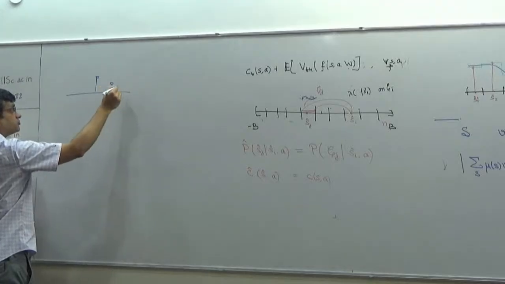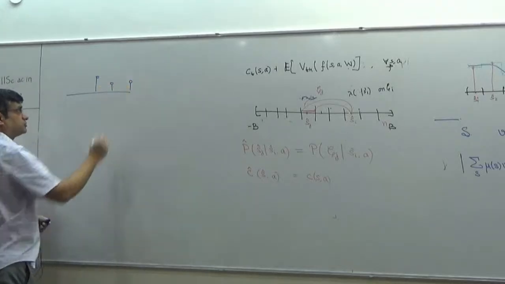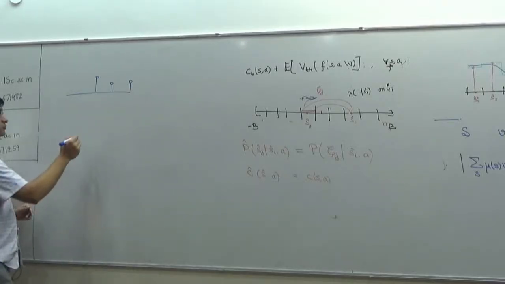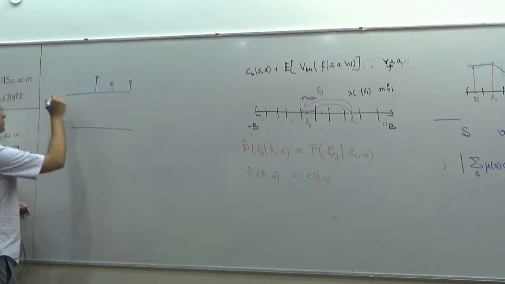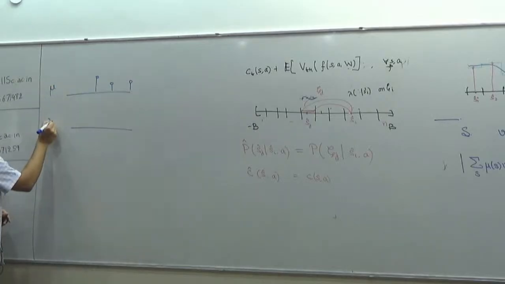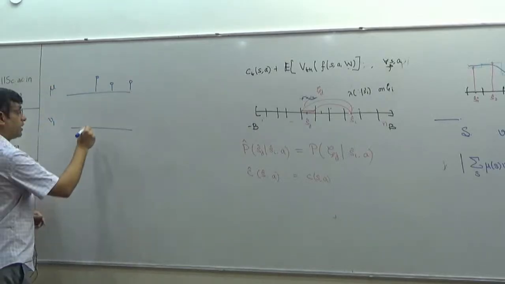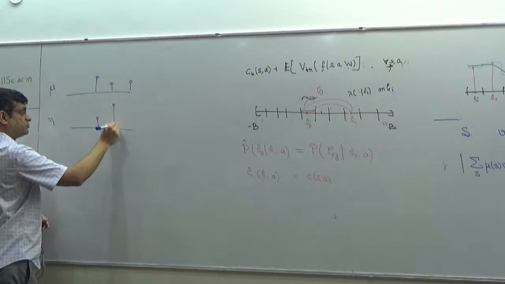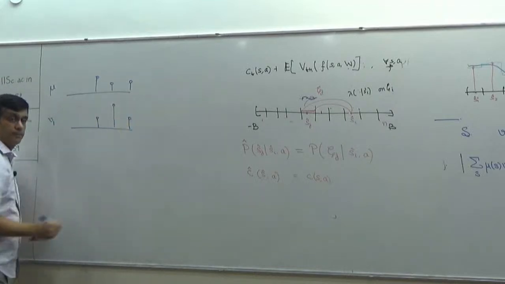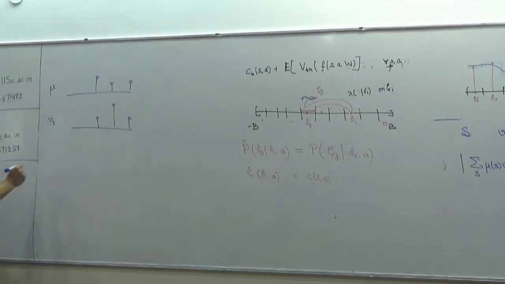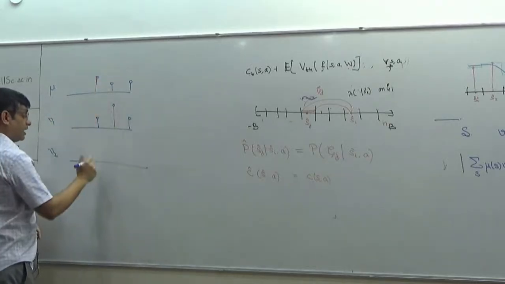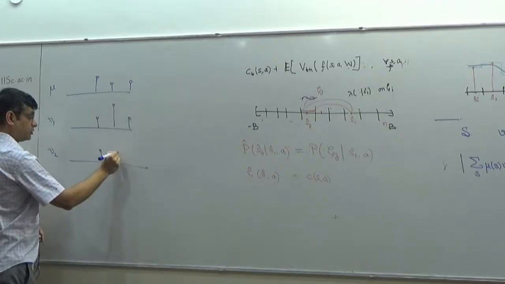This is my true distribution, and I construct an approximation. This is mu. This is my first approximation nu 1, which takes some mass from this point, so it reduces this mass and puts this mass on the second point. And I take another distribution nu 2, which takes the same mass, but puts it in this other point.